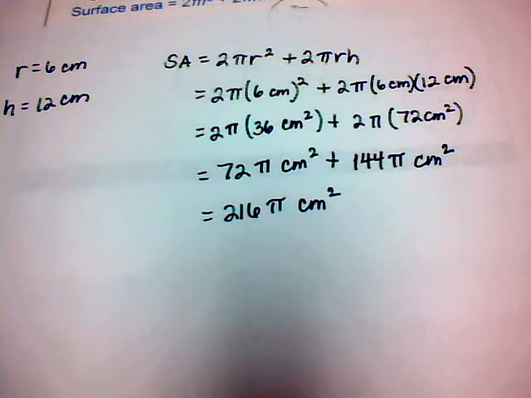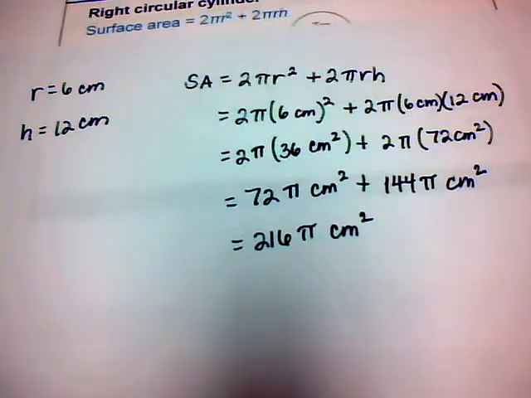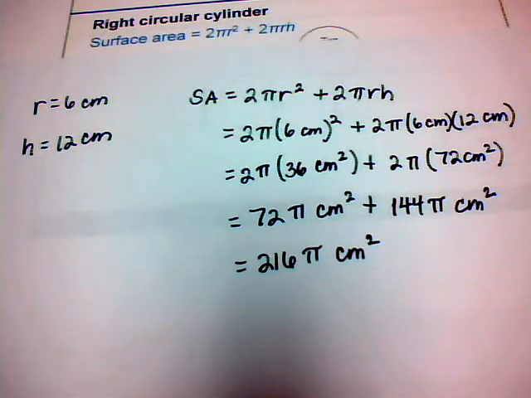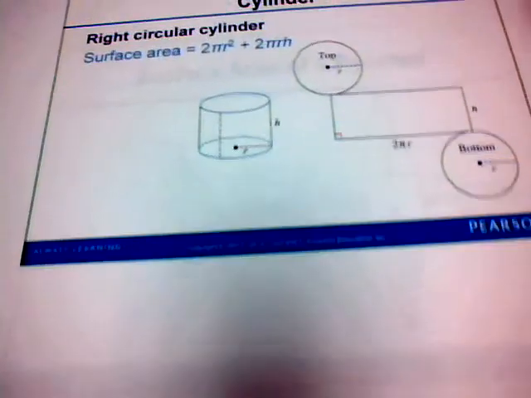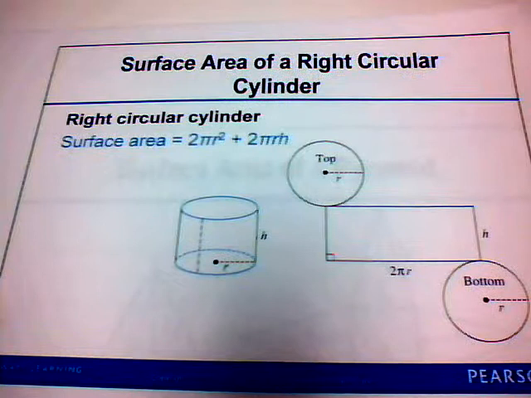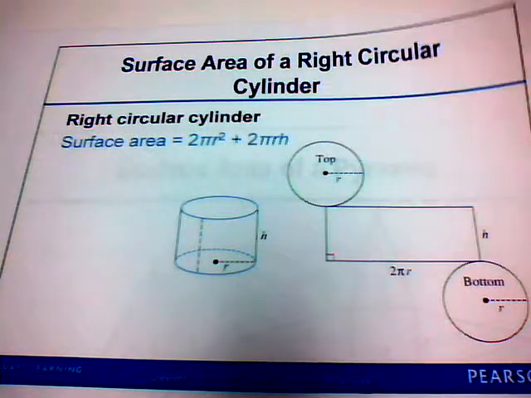So the surface area of this particular right circular cylinder, if you were told that the radius was 6 centimeters and the height is 12 centimeters, that surface area will be 216 pi square centimeters. Okay. So in this case, that's how we find the surface area of any right circular cylinder using this formula.